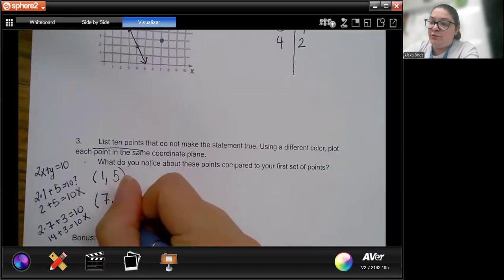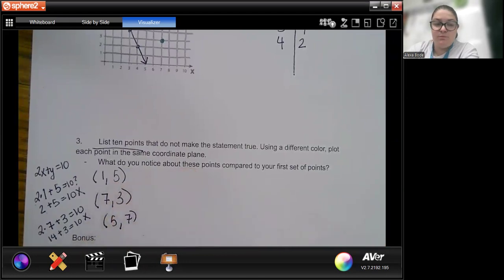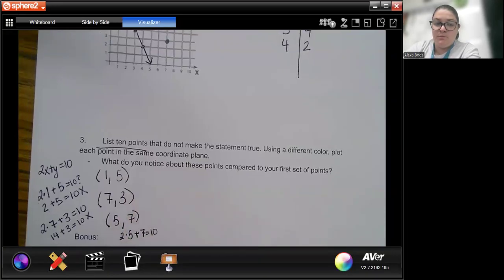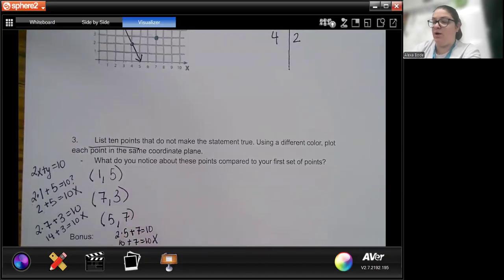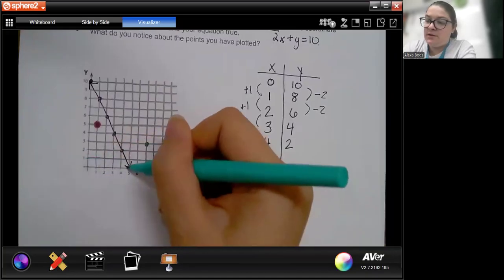Let's do 5, 7. So I can do 2 times 5 plus 7. Because, again, 5 is my x. So I just put 5 in for x. And 7, that's my y. Put that in for y. 2 times 5 is 10. Plus 7 is not 10. So that does not work. So I'm going to plot that on my graph, 5, 7.